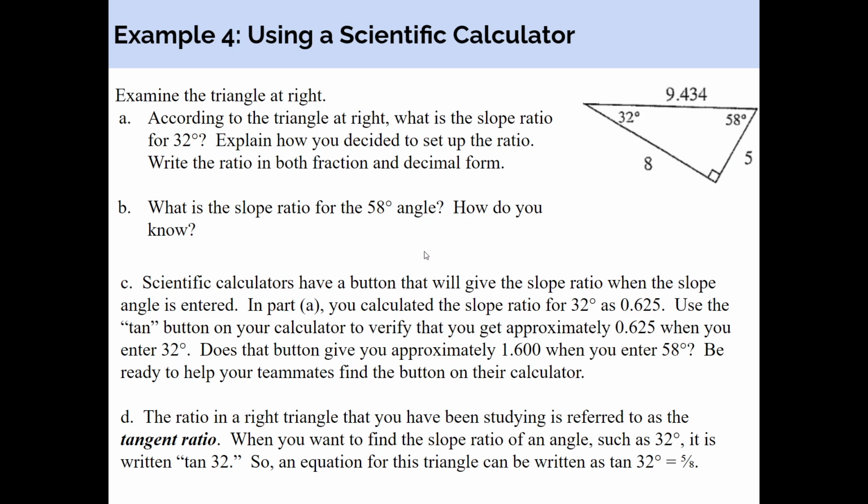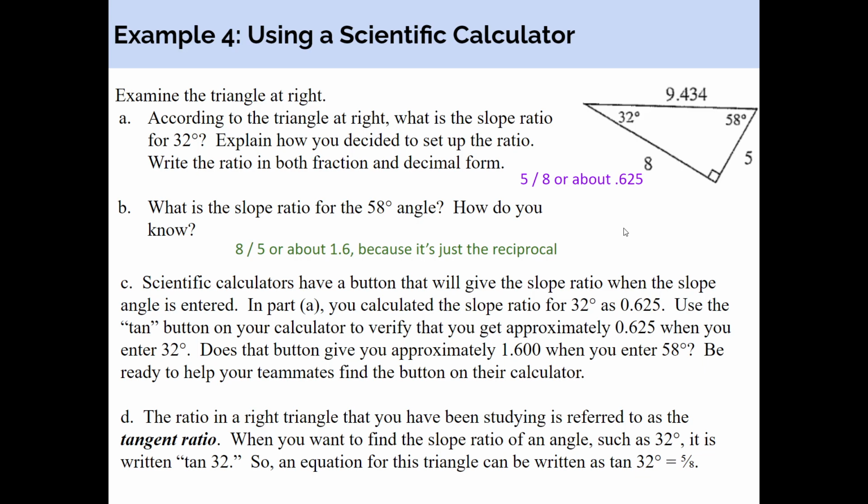The next page, finally, using our trig functions, if we look at this triangle, we have a 32 degrees angle. What would the slope ratio be? If we do rise over run, we should get 5 over 8, which is the decimal 0.625. The 58 degree angle is just the other one. It should be the reciprocal, which is 8 over 5, or about 1.6.